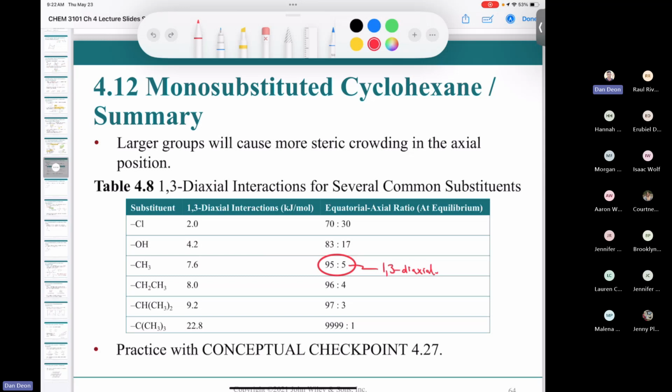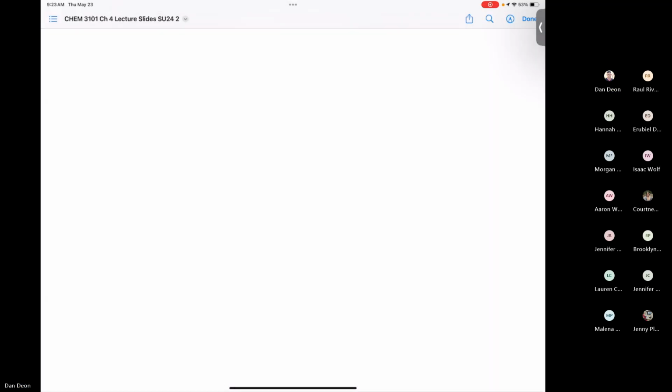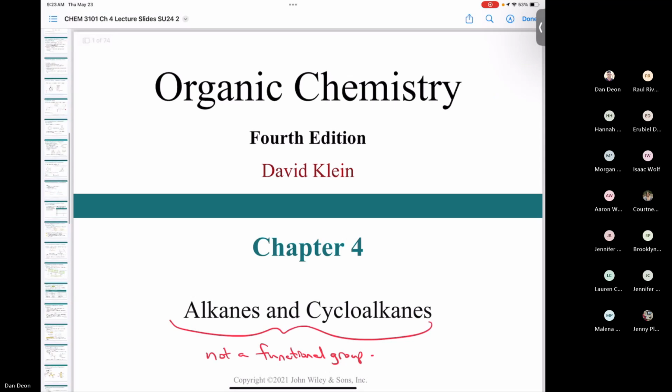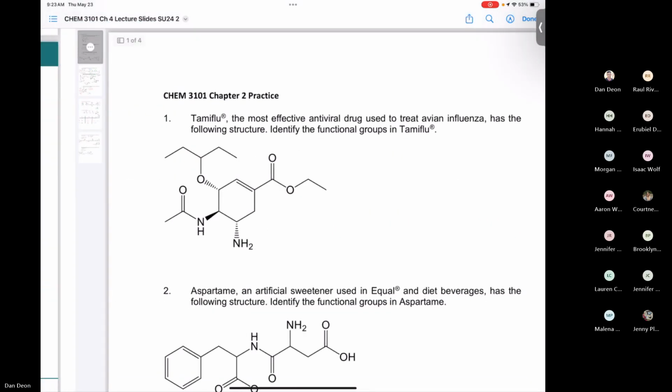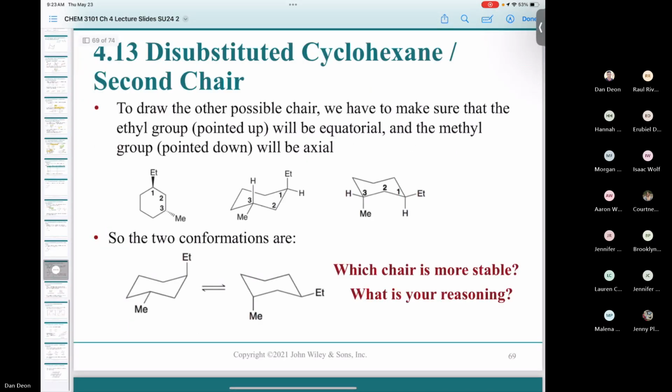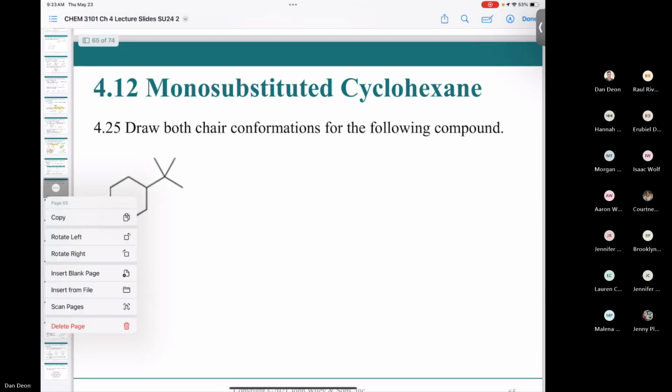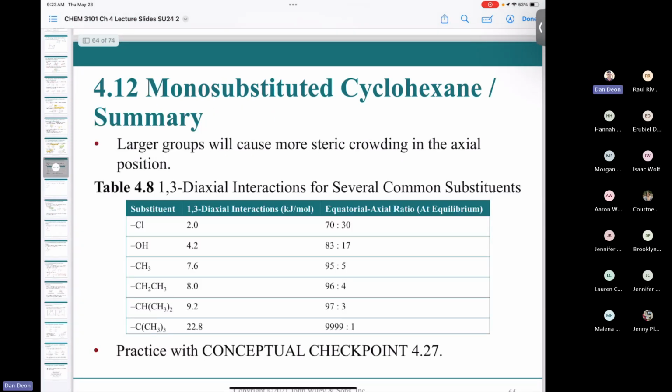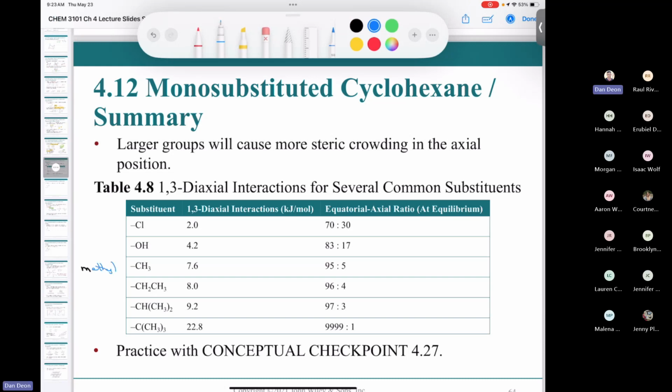So again, this one is a methyl. This one is an ethyl, right? Just the condensed structure. Okay, this one here is a methyl. This one is an ethyl. This one is an isopropyl. And this one is a tert-butyl. Okay, these are just the condensed structures here.